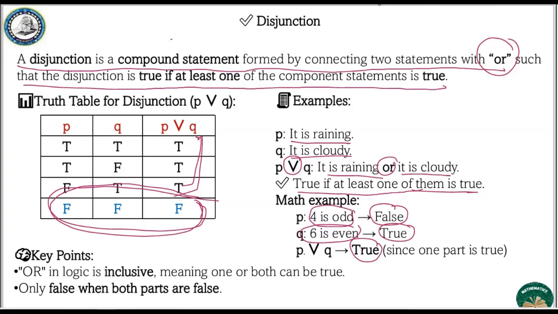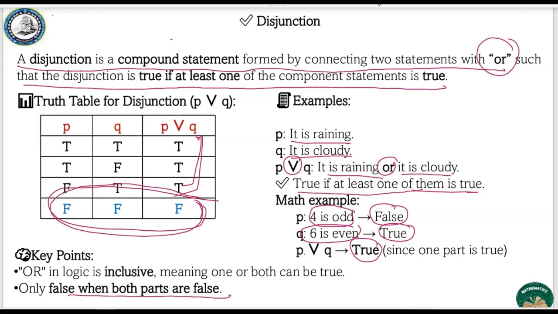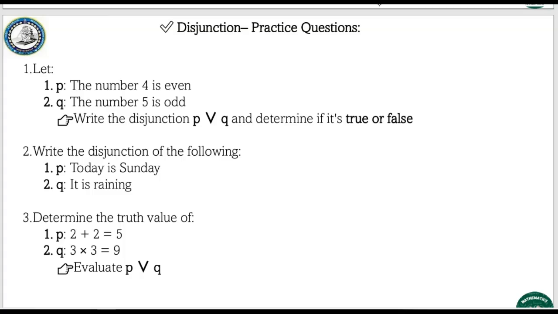Or in logic is inclusive, meaning one or both can be true. It is only false when both parts are false. It is a hint to remember: when both parts are false, the answer is also false for disjunction.